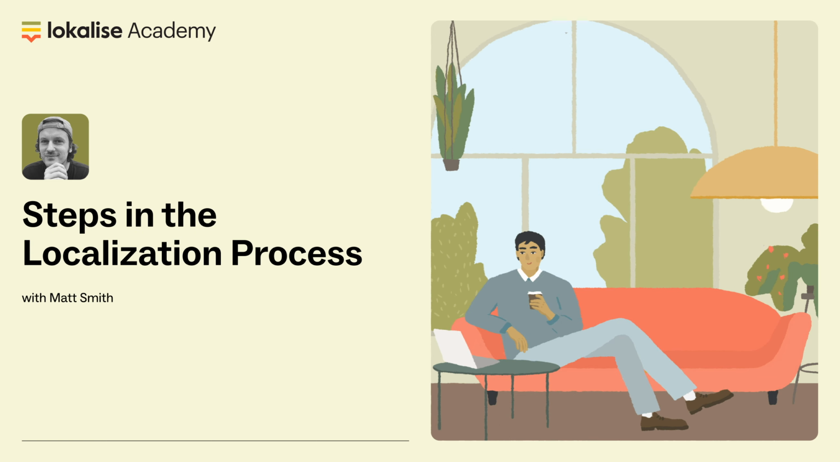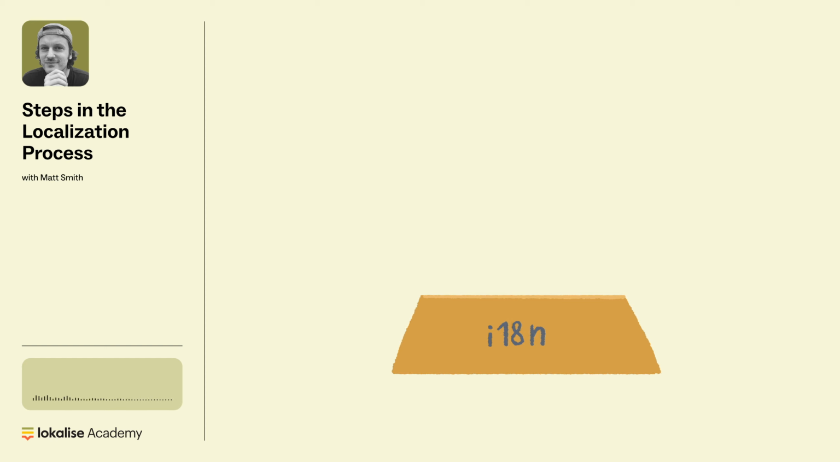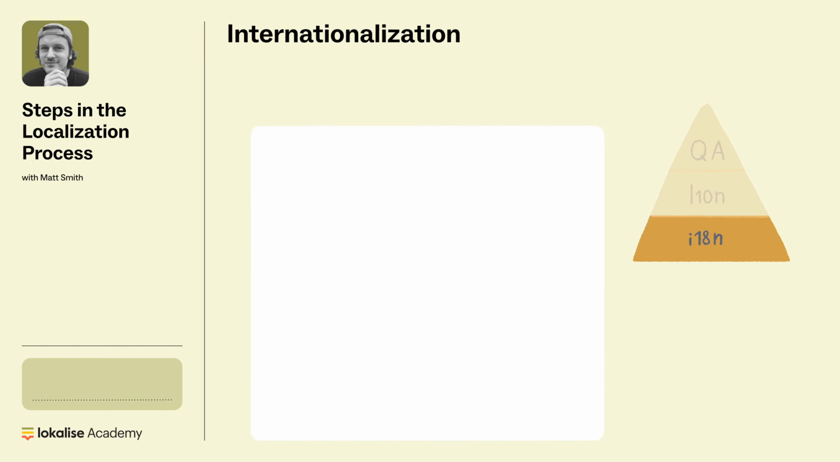There are three basic steps to any localization process. First is internationalization, which is a preparative step and largely the work of developers. It's the base of any localization project. Then there's localization itself, which is the process that includes translation and the adaptation of your content to the markets you're targeting. And finally, you must perform a quality assurance check on your localized content before release. Let's take a closer look.